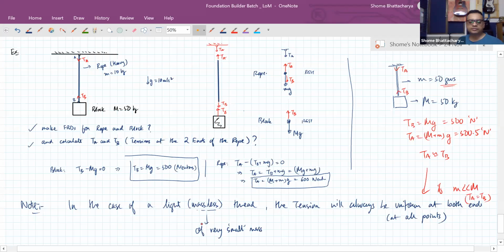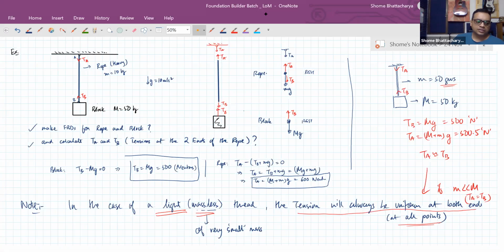So this is an important thing that we will look at in Newton's laws from this point onwards. That whenever we talk about a light thread or a massless thread, which is most often the case, okay, the default type of thread or rope that we use in Newton's laws is not the heavy rope; it is going to be the light thread. So the light thread has this property that the tension will always be uniform at both ends as well as at all other points throughout its length. Okay, so this is going to be very important for us when we come to pulley systems, etc. In the next lecture of Newton's laws.